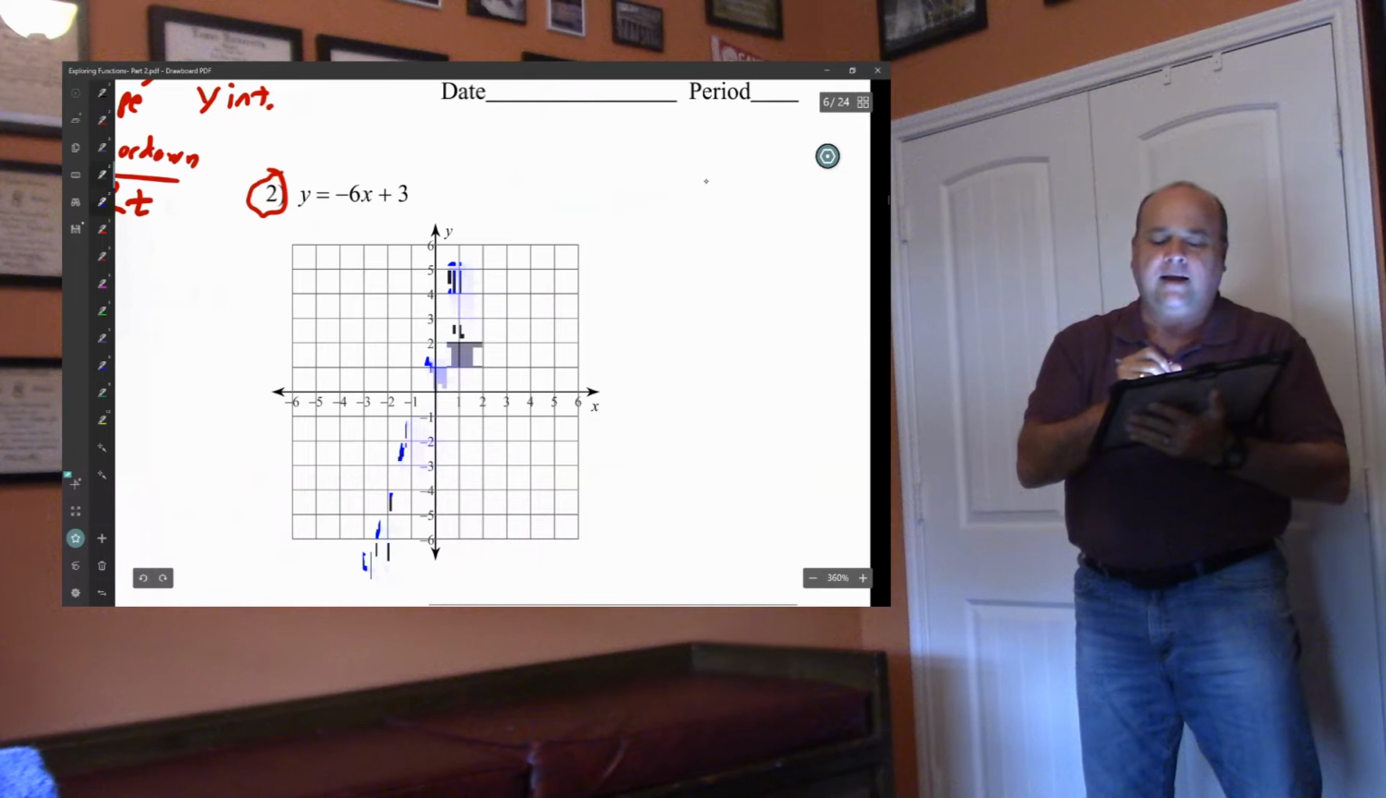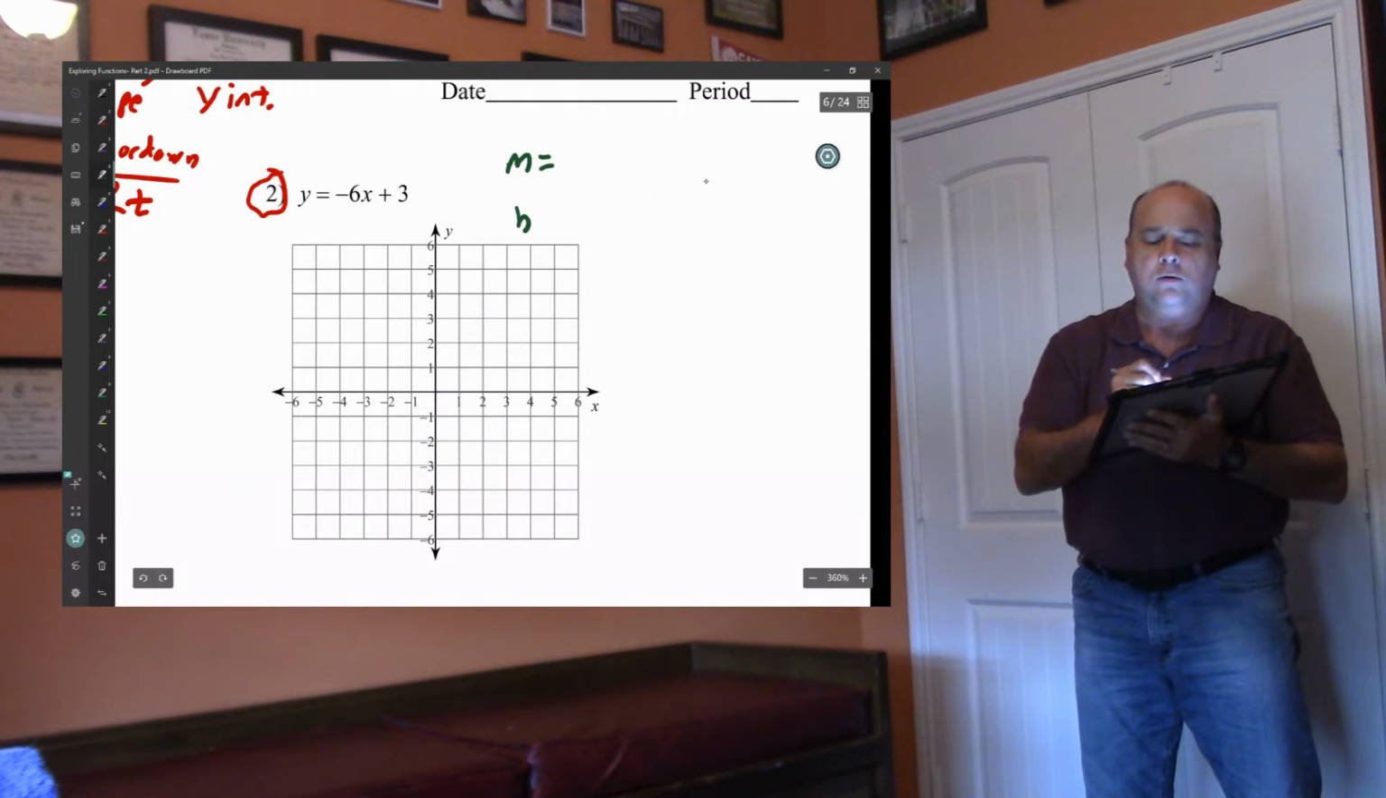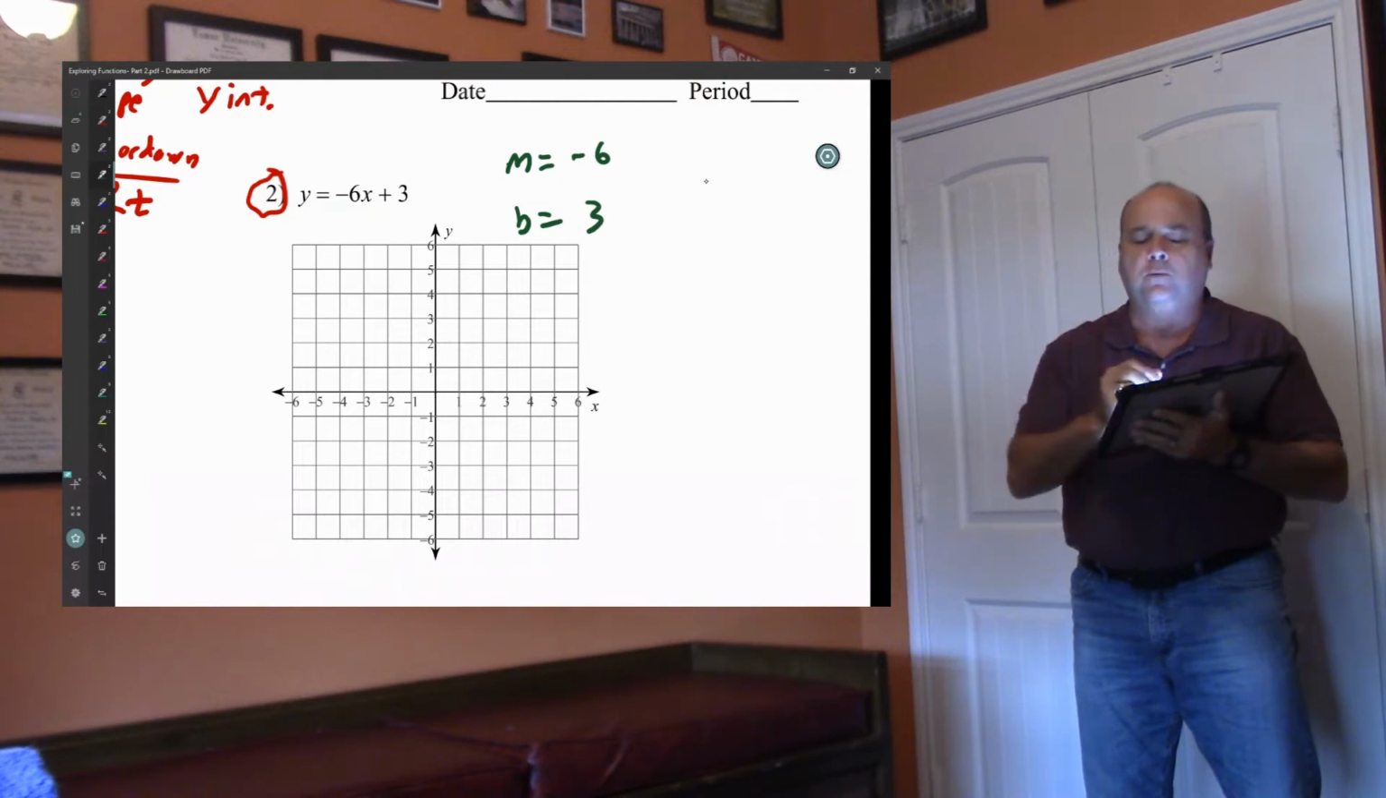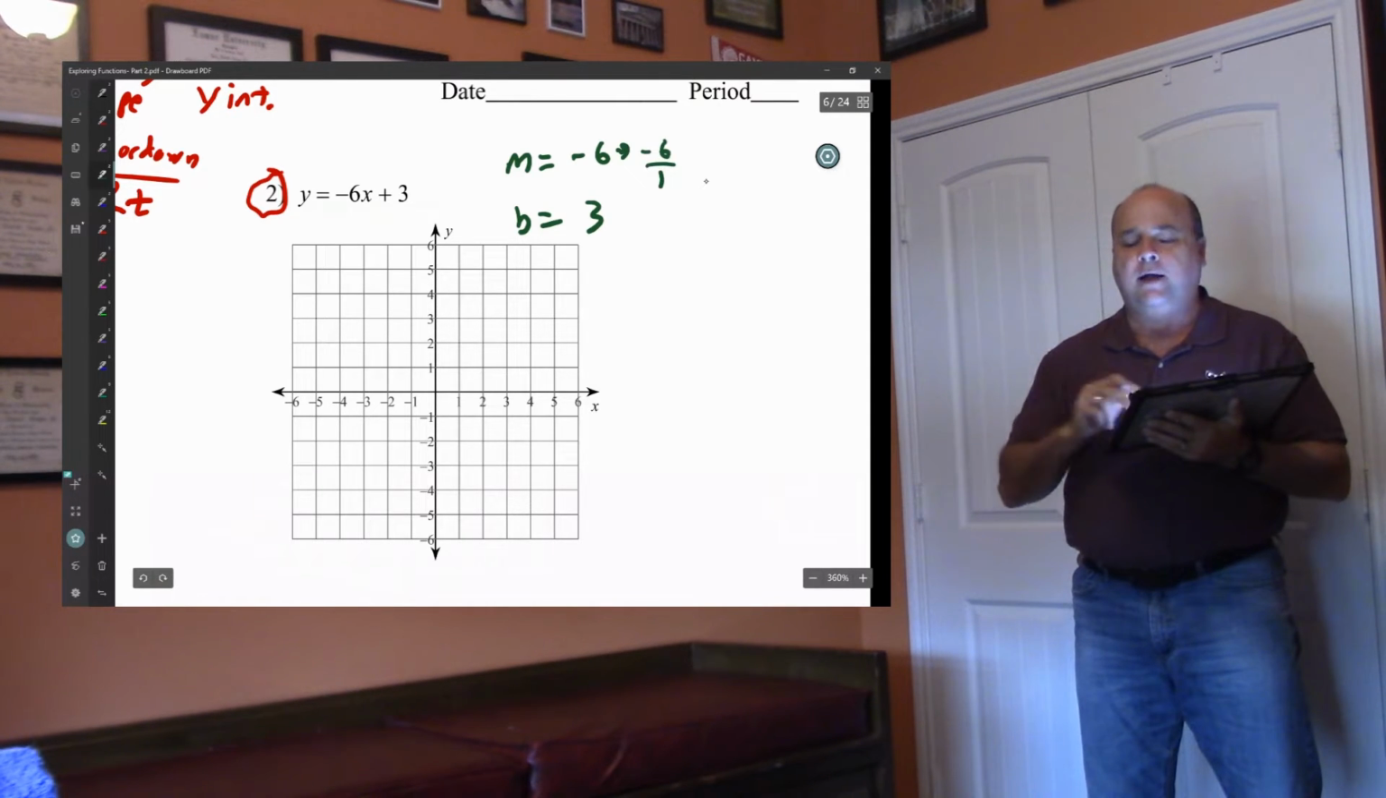So on number 2, write down m equals and b equals. The slope is -6, and your y-intercept is 3. How can I make -6 a fraction? You want your slope as a fraction. You could turn -6 into -6 over 1, right?